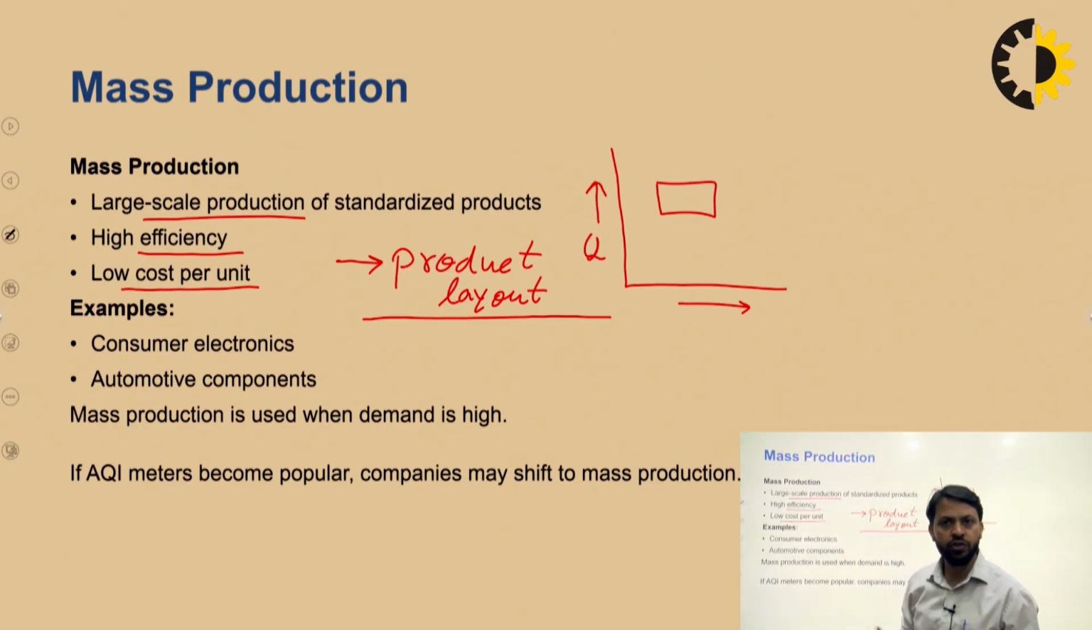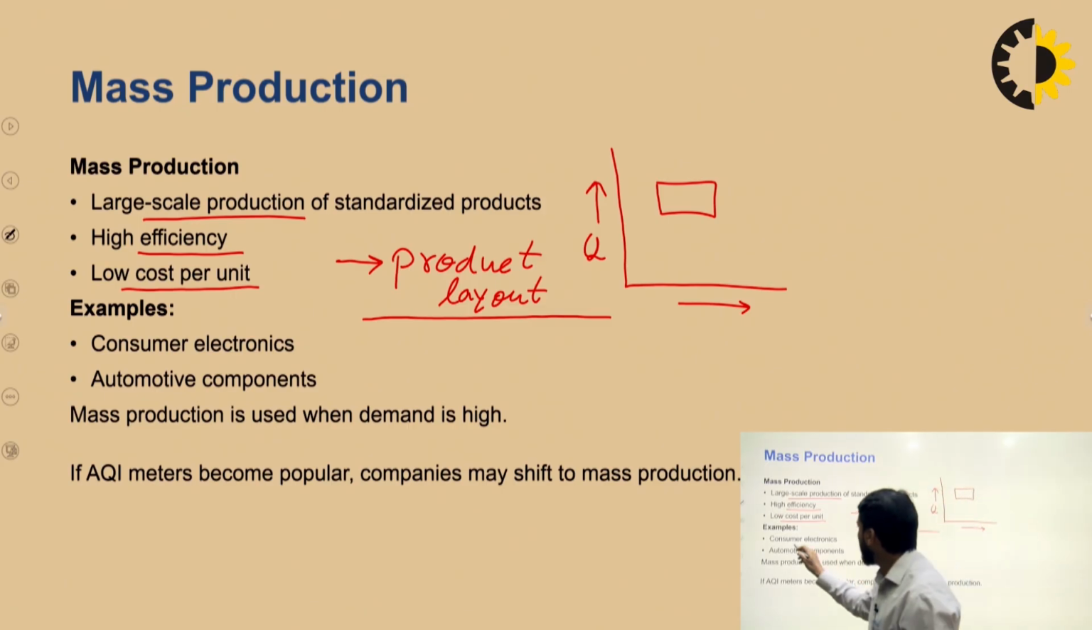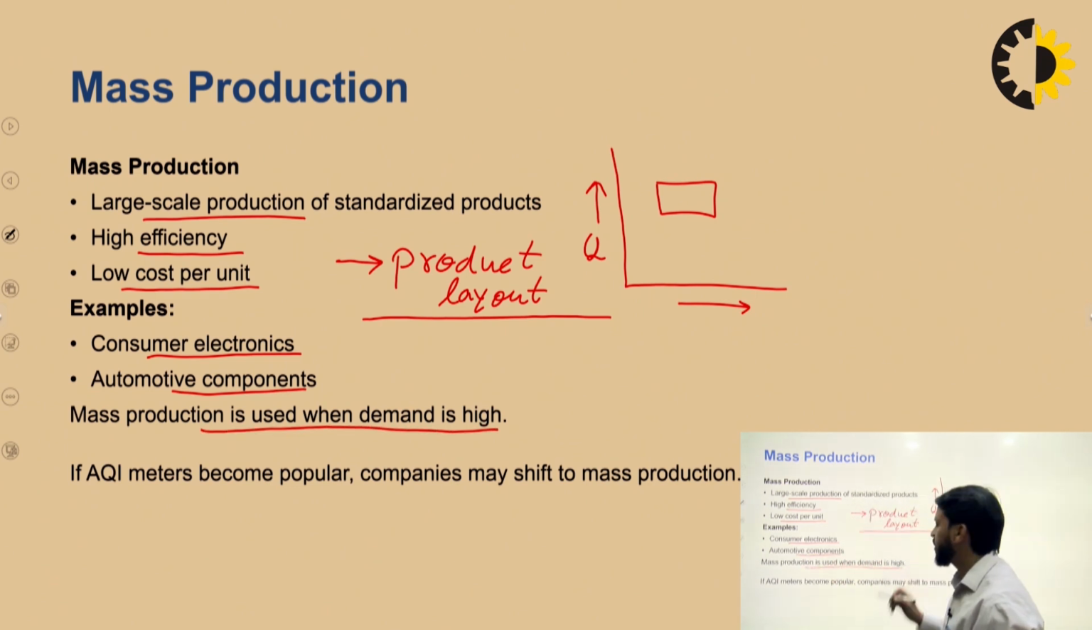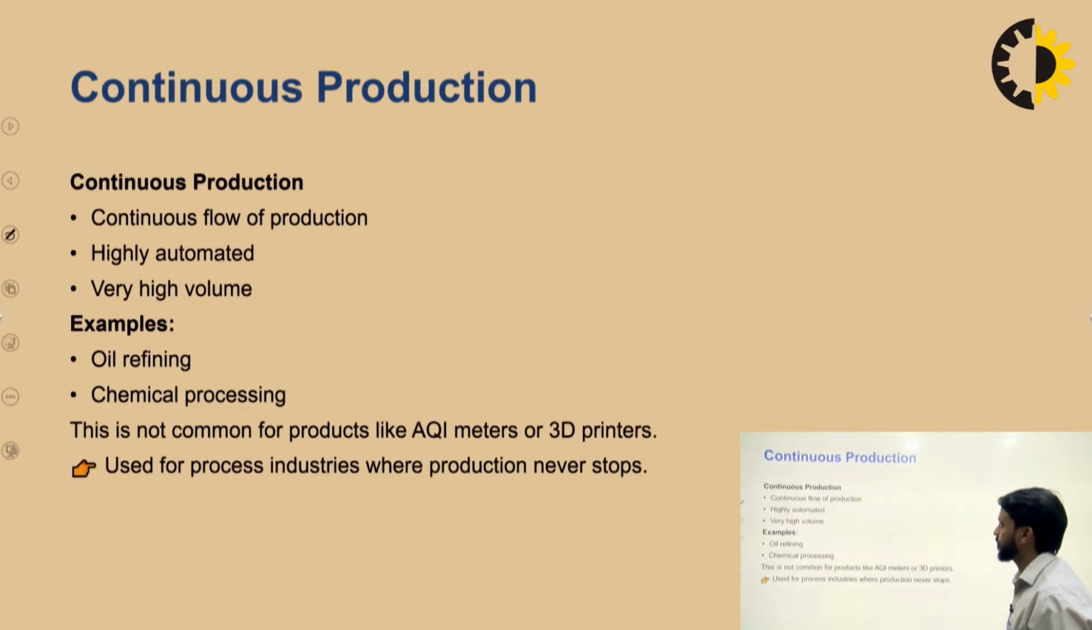In the job production system, we are producing very few parts, specialized parts. The per unit cost will be very high, but in the mass production system, we can reduce or optimize the per unit cost. Consumer electronics, automotive components. Mass production is used when the demand is very high. You have established your product in the market, the demand is already there, and you are going to produce your product in mass production.